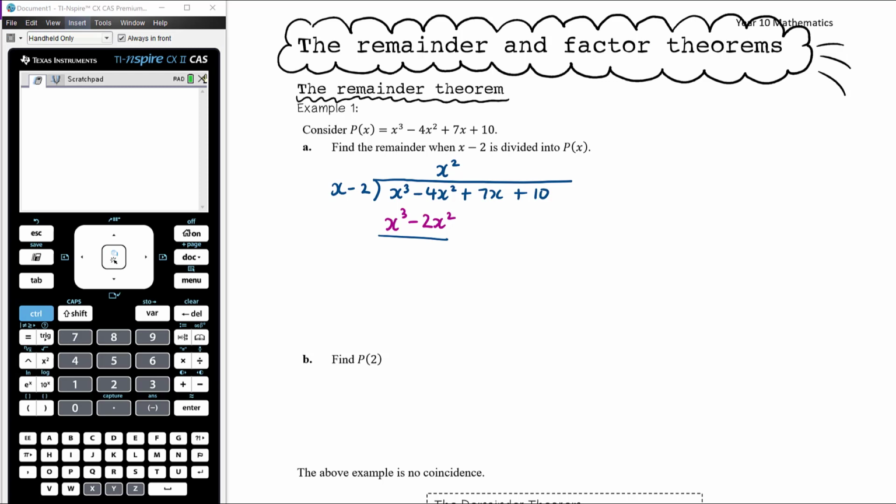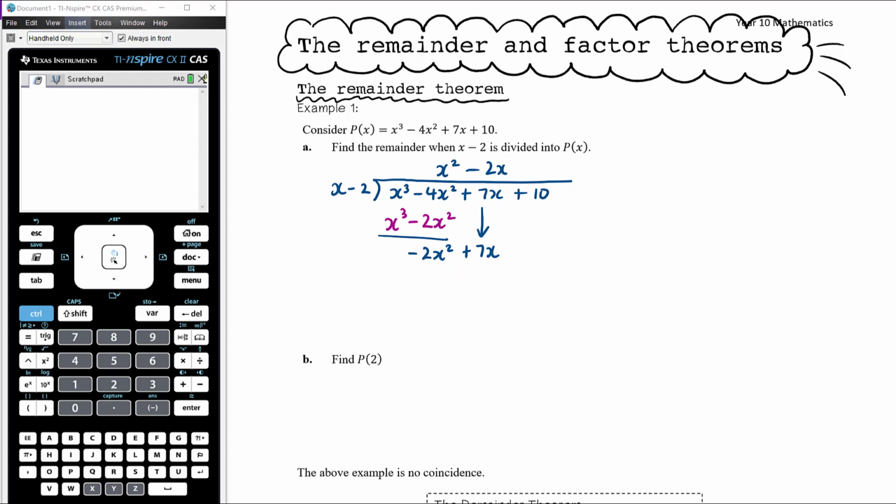We get negative 4x squared minus 2x squared. So that's negative 4x squared plus 2x squared, which is negative 2x squared. And then we bring down our next term. And then we repeat the process again. What do I need to multiply x by to get negative 2x squared? That's going to be negative 2x.